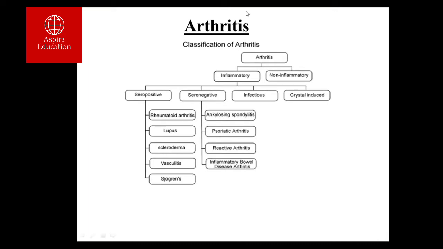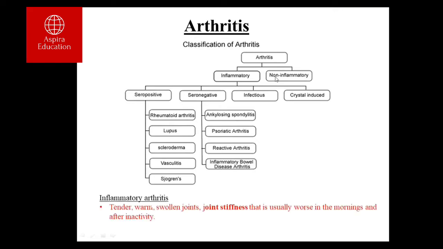So we have discussed arthritis. As you know, arthritis can be classified as inflammatory and non-inflammatory. Inflammatory arthritis means the patient has some systemic symptoms like fever, fatigue, weakness, in addition to the joint pain. And when you examine, the joints are swollen, warm, with tenderness over the joint, and there could be associated stiffness, which is usually more in the morning. It usually increases after inactivity.